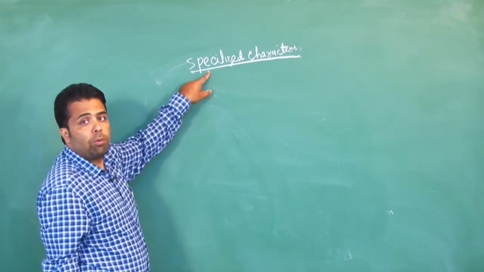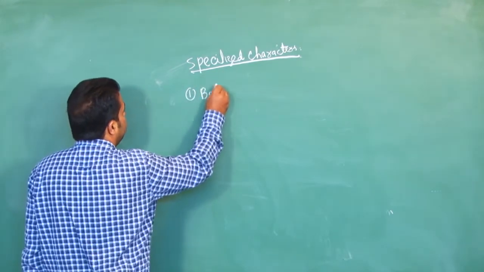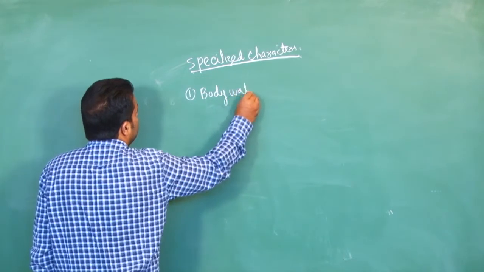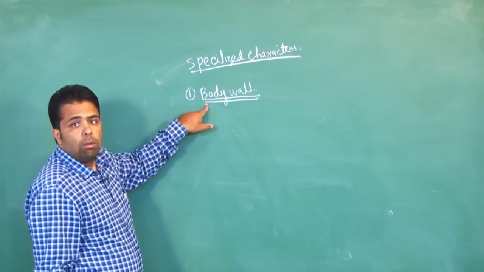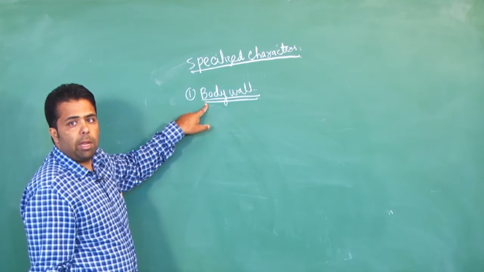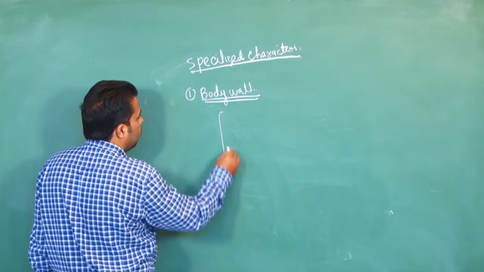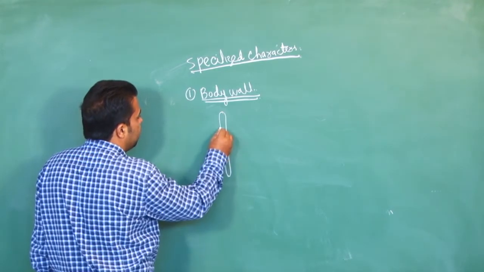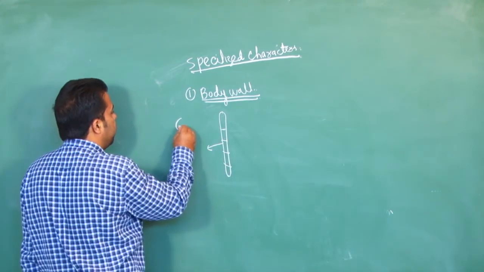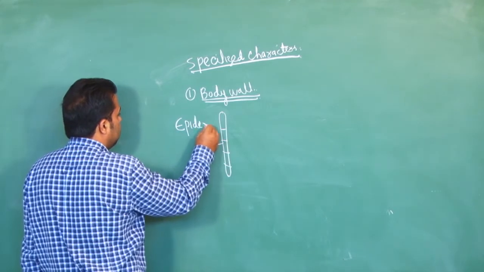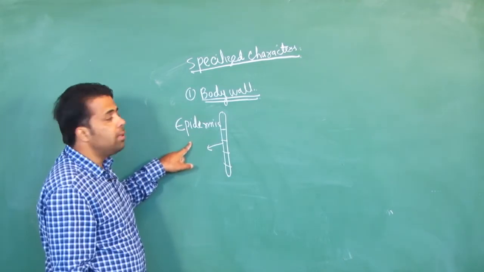In the specialized characters, first we will discuss the body wall. The body of the coelenterata is made up of two layers. The outer layer is called epidermis.